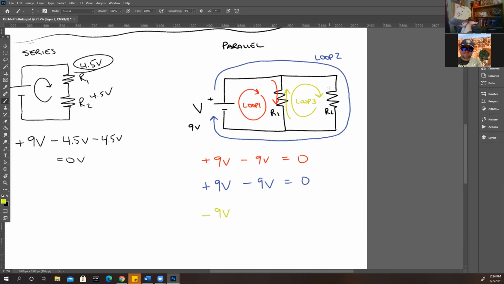And then I'm free to say that the voltage going through R2, what does it have to be to sum to 0? It has to be positive 9. Does that mean it's providing power or providing voltage? No. It just means that it is completely countering the voltage provided by the other resistor, or the voltage flowing through the other resistor.